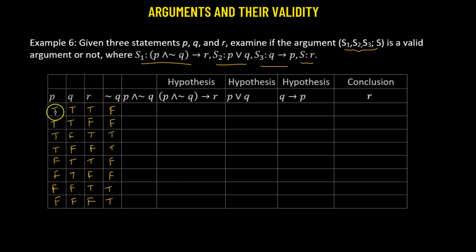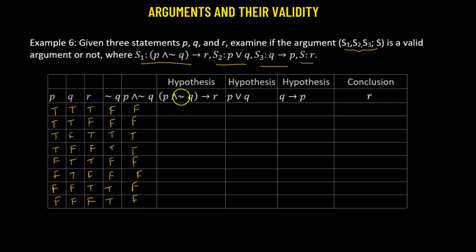So P and not Q will be true and false. This is going to be false because in the conjunction, we only have a truth value when both of them are true. So we have true, false, so this is false. True, true, so this is true. True, true, this is true. False, false, false, false.